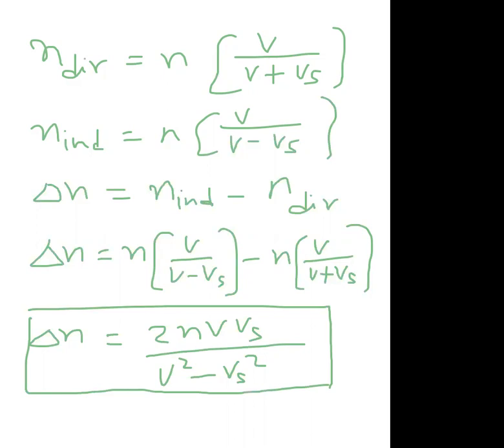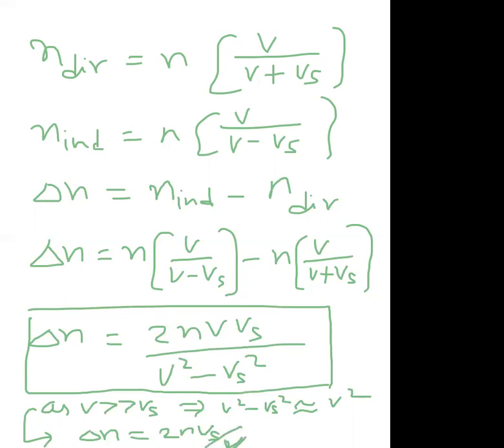Generally, we assume that V is much greater than Vs, so V square minus Vs square is nearly equal to V square. From this, the formula for delta N becomes 2N Vs by V. This is my final formula: delta N is equal to 2N Vs by V. Delta N is the number of beats heard per second, or I can call it the beat frequency.